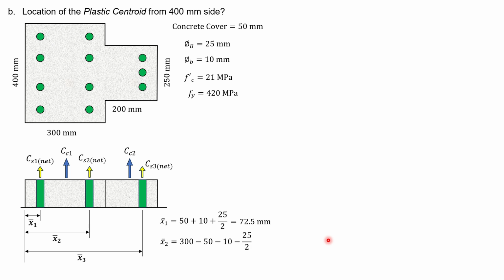Now for the X bar 2, so what is the location of this rebar from the 400 mm side?